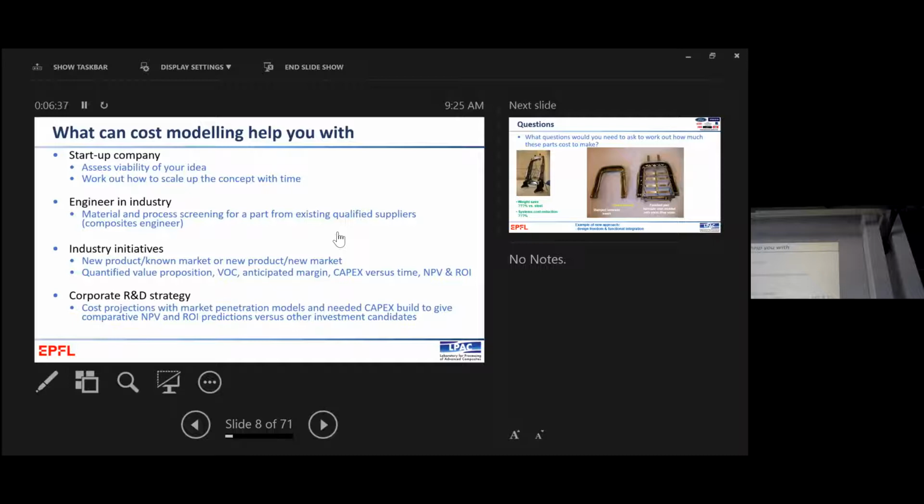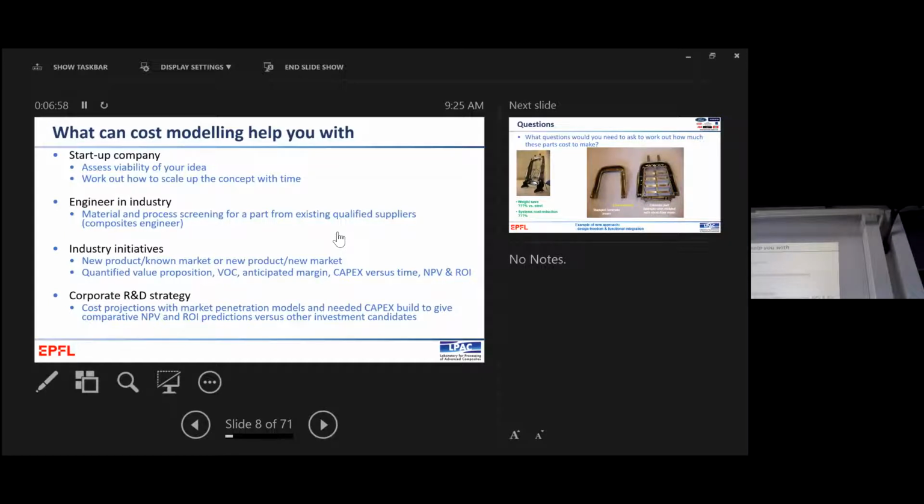So cost modeling can help a startup company to assess the viability of your idea and look at how to scale up with time, because how you make a product at low volume isn't how you'll make it at high volume, and you'll need different CapEx. You may even use different materials, different locations, different supply chain. And you can model this, and you can model the different stages.